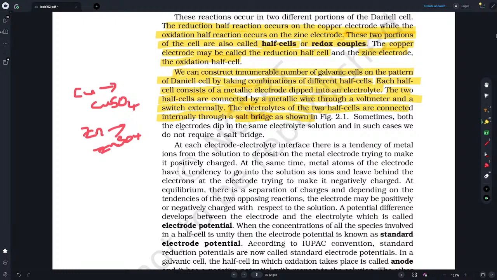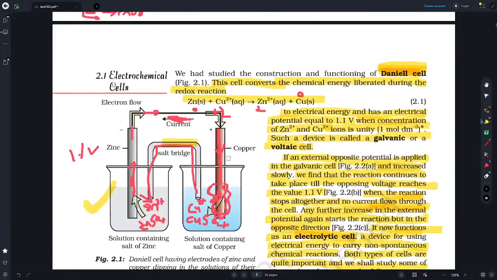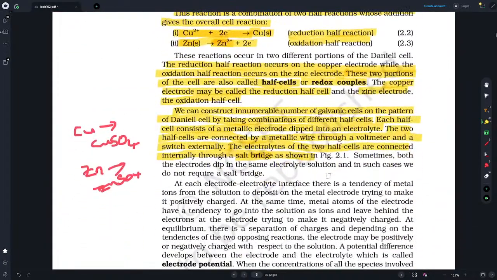In the Daniell cell, we saw that the copper electrode was dipped in the copper sulfate solution, whereas the zinc electrode was dipped in the zinc sulfate solution. But in some cases, both the electrodes dip in the same electrolyte solution, and in such a case, we do not require a salt bridge.